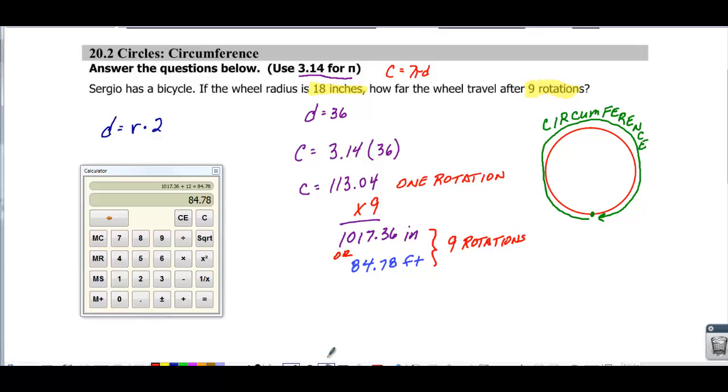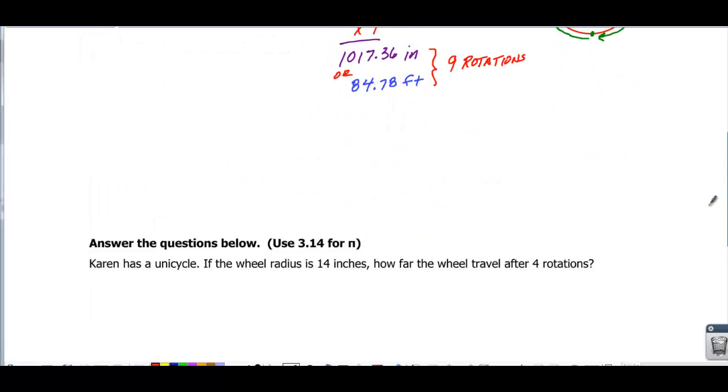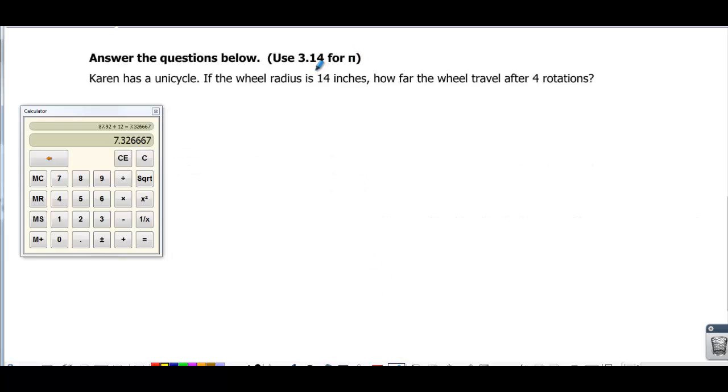So there's one more problem on this page. Make sure you've tried it first before you watch the video. Don't just sit back as a passive user and watch the video. Make sure you attempt it first. Try that second problem. So here you go.